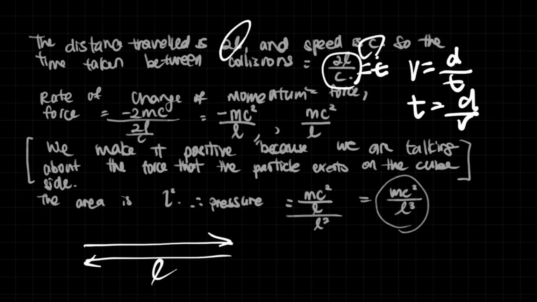Now that we have time, we also have the total momentum change. Remember that the total momentum change that we got last time was negative 2mc. So the rate of change of momentum is basically momentum change divided by time taken, which is negative 2mc divided by 2L divided by c, which is negative mc squared divided by L. Now, we're going to say that this is just mc squared divided by L, not negative, because we know that the rate of change of momentum is actually the resultant force, and we can get that from Newton's second law of motion.